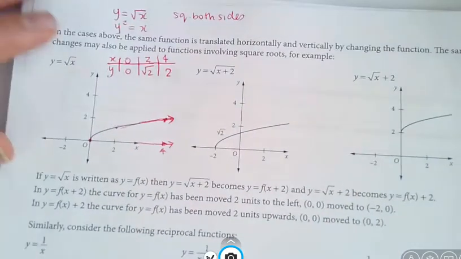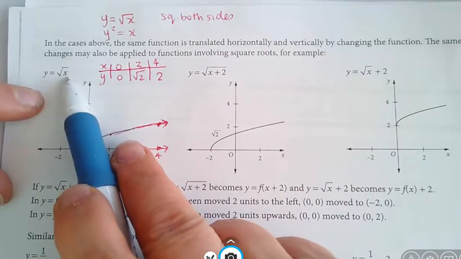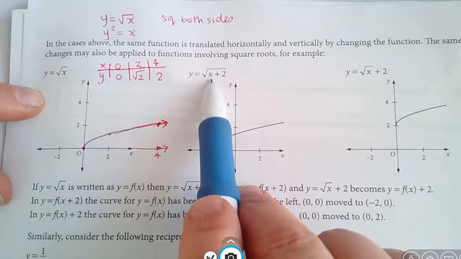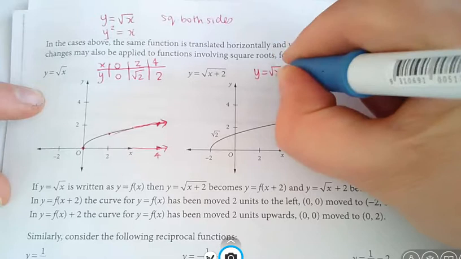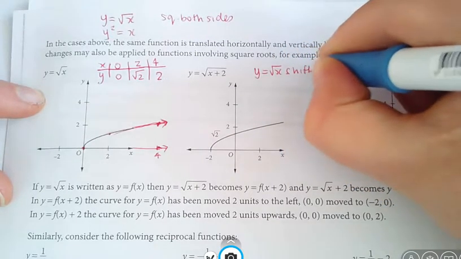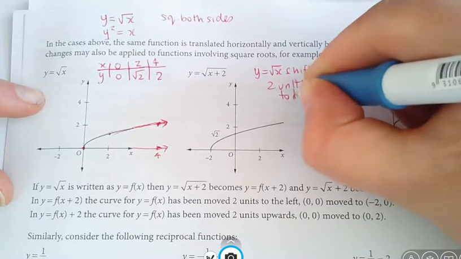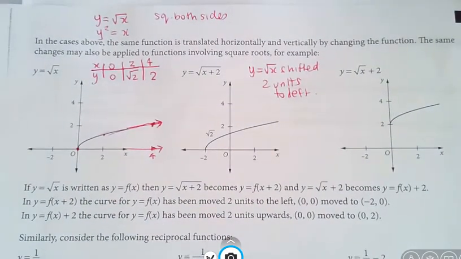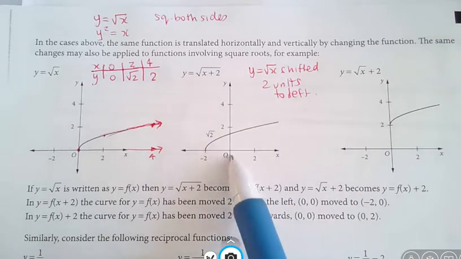So all we want to know is what this one looks like. Isn't this just shifted 2 units to the, no, left. So this is y equals root x shifted 2 units to the left. Actually, this is the one that I'd like you to write down. Do you have books? Or you can just wait and I'll copy this. So this is y equals the square root of x shifted 2 units to the left.